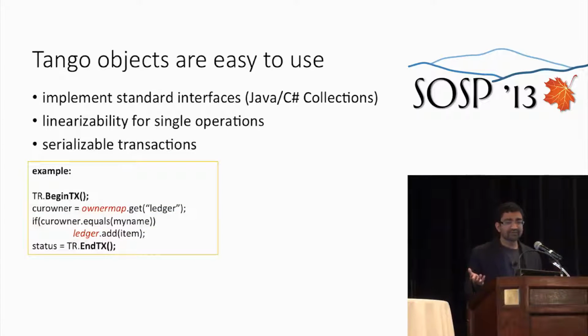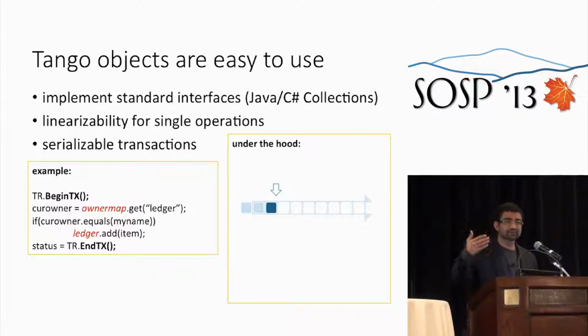We can do transactions. So we can take that code fragment I showed you in the previous slide, and we can put a begin_tx and an end_tx around it, and now we get strict serializability for transactions over data structures. So what's going on under the hood now? Well, it's similar to what we saw before. You have a local view. It's synchronized up to some point in the log. But now we have this notion of an uncommitted update and a commit record. So the dark blue entry in the log is a commit record.